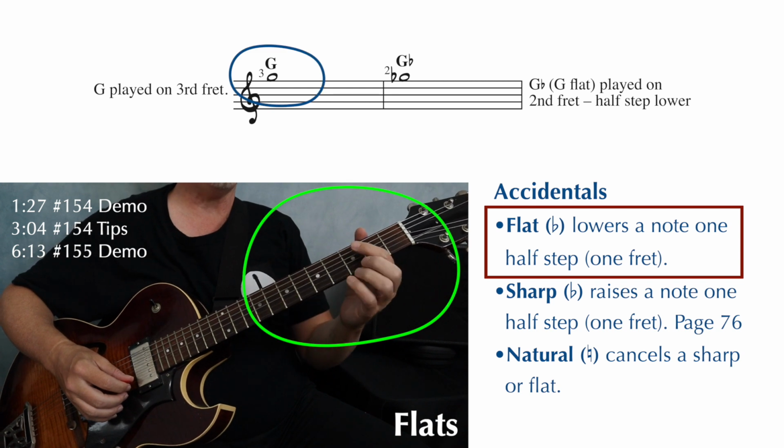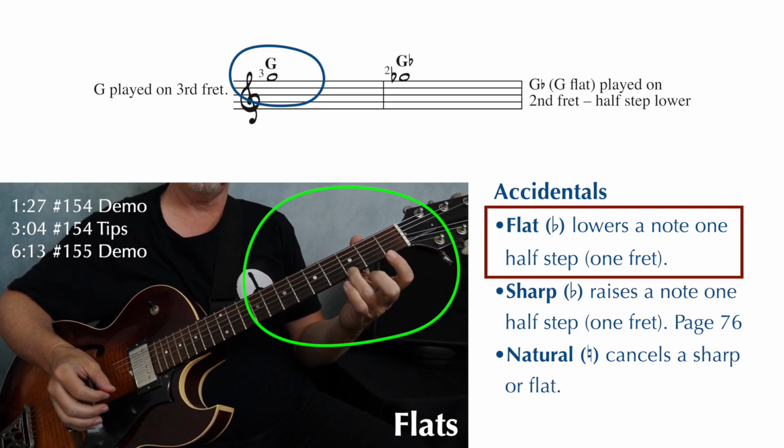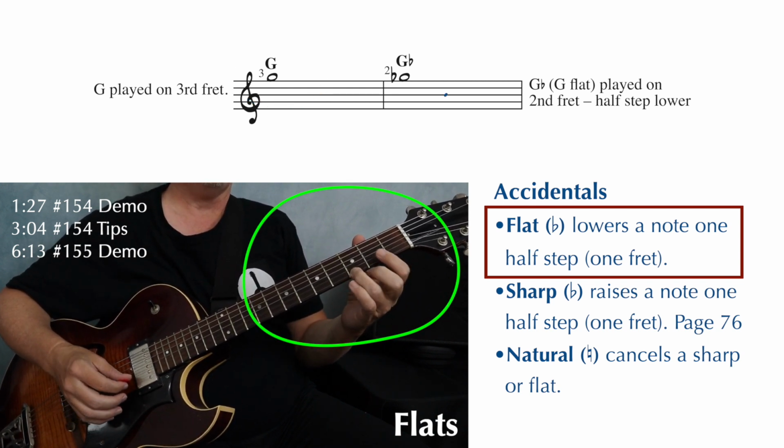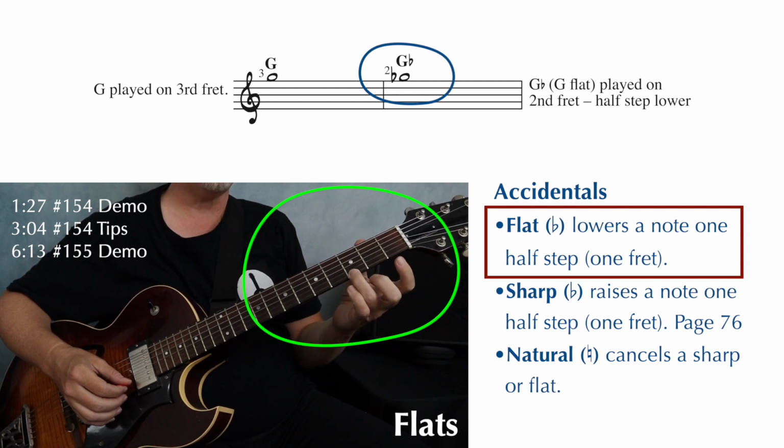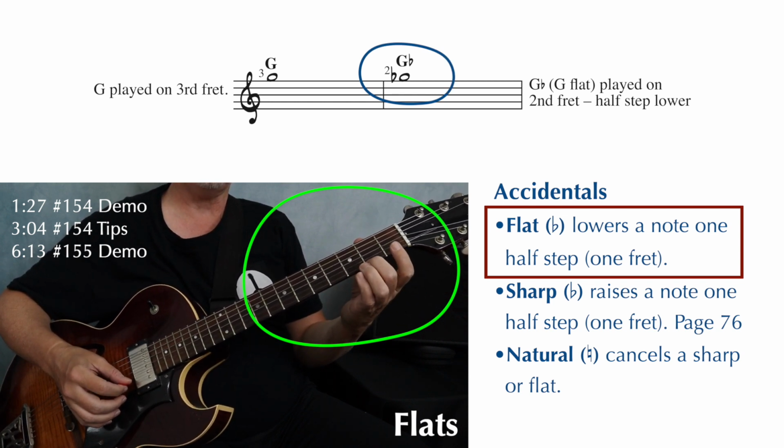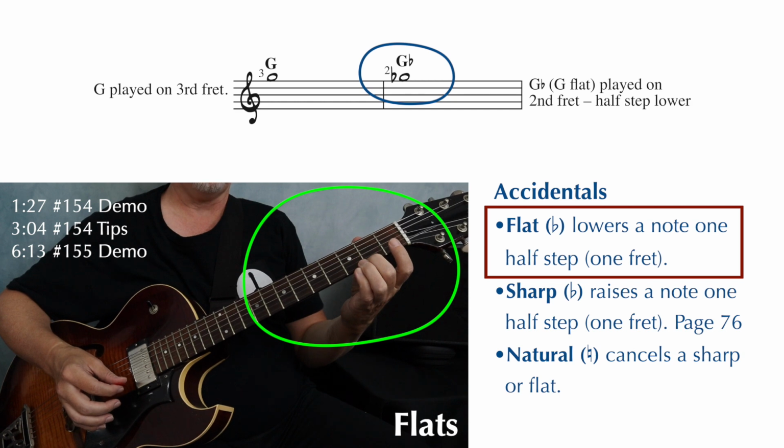So here we have a G played with third finger, third fret. Now we have a G flat, so this G moves to the second fret, becomes a G flat. So it's a half step or 1 fret lower than your G.